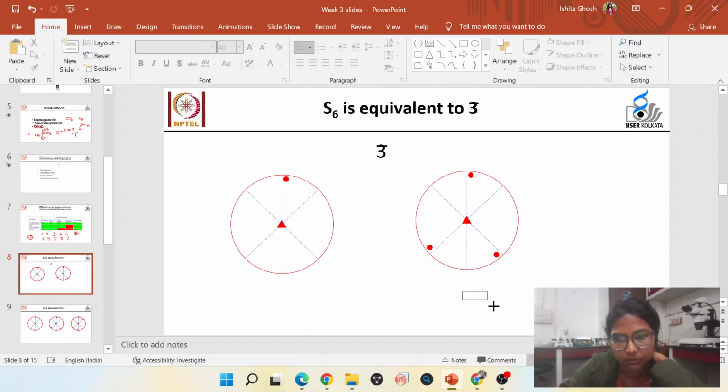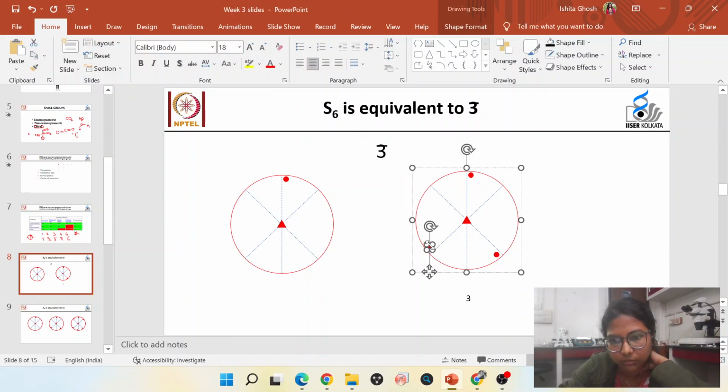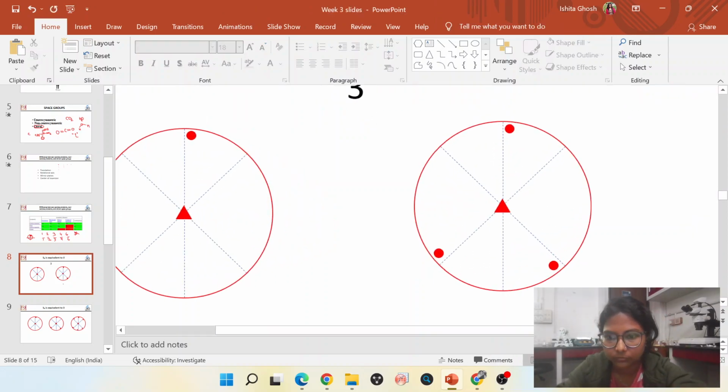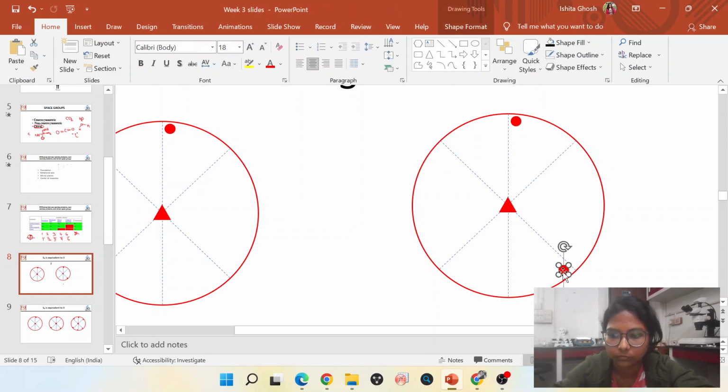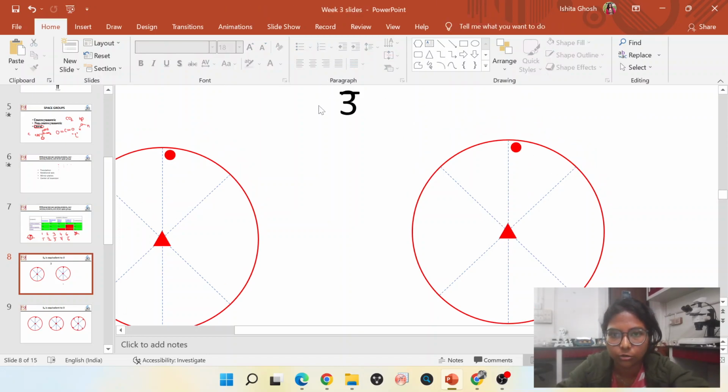So this is only for 3. Now if I want to do it for 3 bar, what should I do? Let me first delete these points. Now I want to draw the stereographic projection of 3 bar. Let me first start with the point here. The first 3 means we will move it by 360 divided by 3, that is 120 degrees. If I move this point by 120 degrees, I will reach this point.